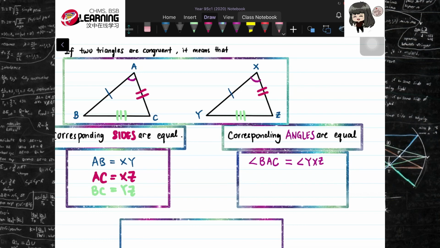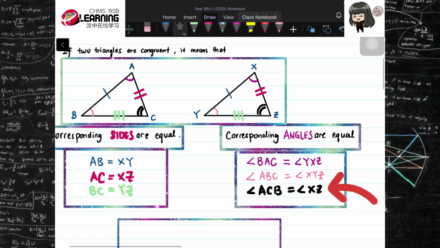If we have angle ABC corresponding with angle XYZ, we write it this way, angle ABC equals angle XYZ. And this angle over here and this angle over here correspond to each other, so we call it angle ACB equals angle XZY.